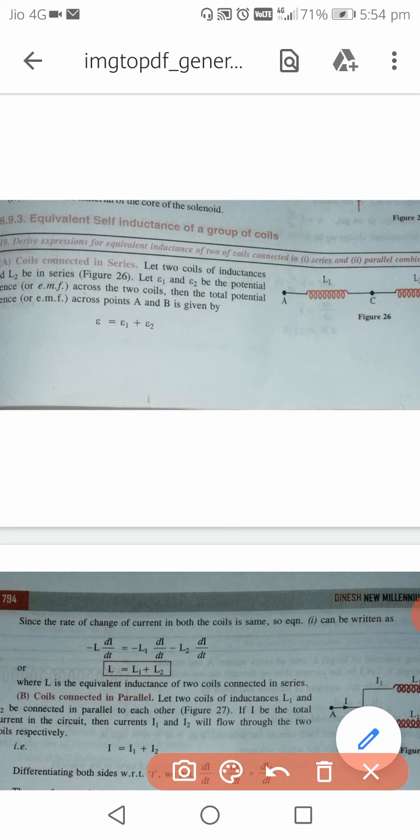So it's like series combination of resistances. What is the equivalent resistance? R equals R1 plus R2. Similarly, L equals L1 plus L2. This is for series. For 3 coils, there will be another term, plus L3. For 4, plus L4, and it goes on like this.